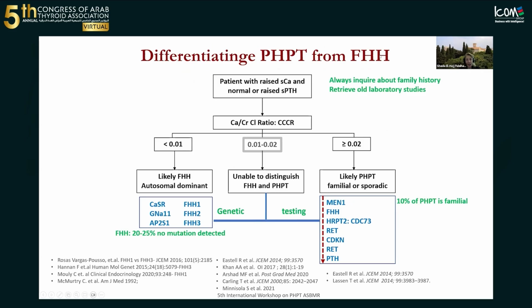So how do you differentiate them if you're in the clinic? First of all, always inquire about family history, retrieve all values. I tell my patient, bring me values from 5 or 10 years ago. FHH is born. People are born with it. Should have been there all the time.